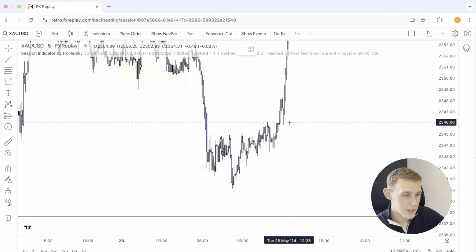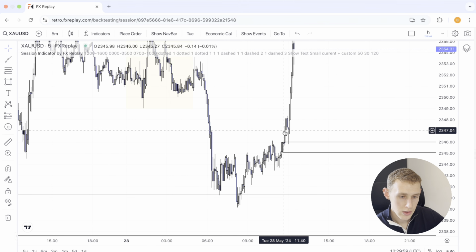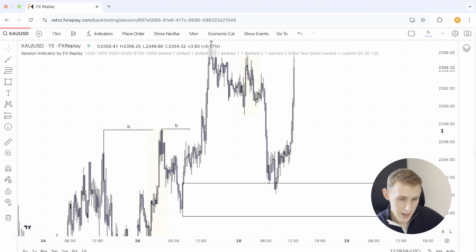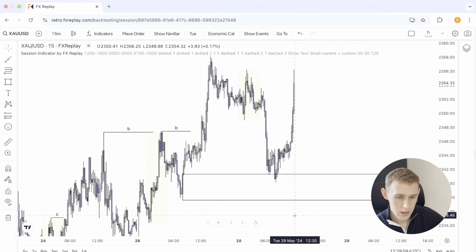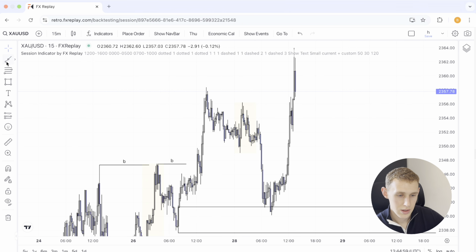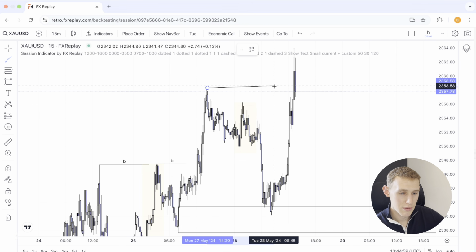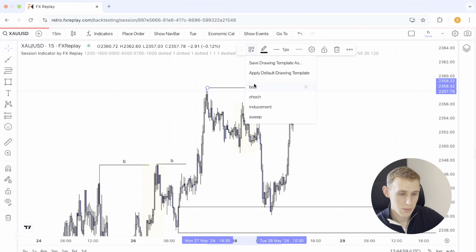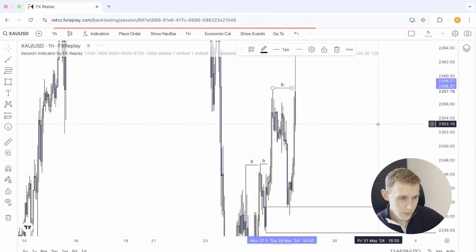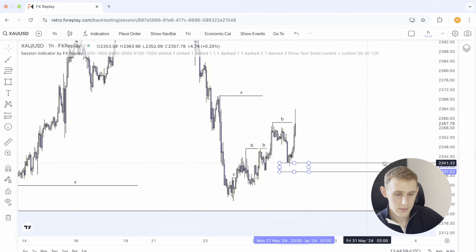Oh damn, I played price too quickly there. This should have been the entry, just there. A bit annoying. That was my fault, guys. And price did actually continue rallying up and took the previous high. So that was slightly annoying. Just played it slightly too quickly there, trying to rush. But let's move on to the next trade.